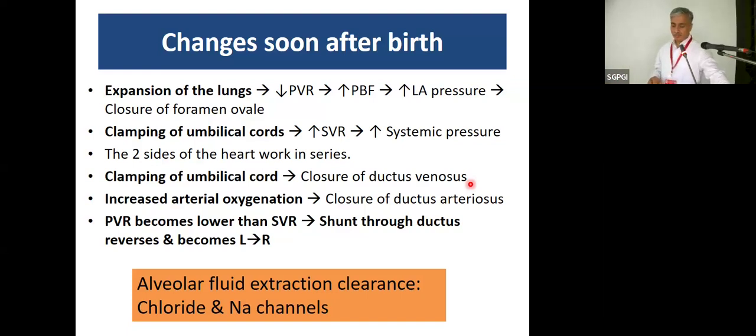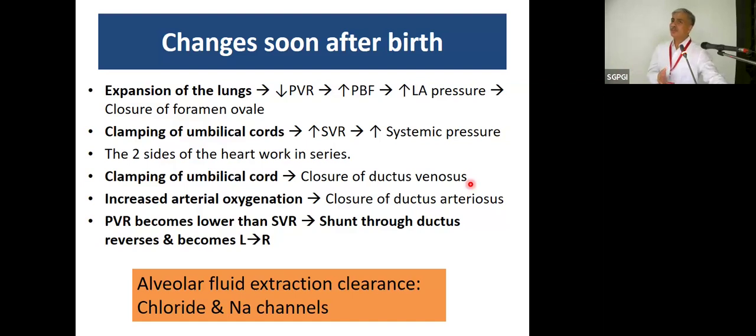The other shunt which closes during this time is what? The moment you clamp the umbilical cord, the umbilical vein circulation also ceases. So the ductus venosus, which was receiving almost 60% of the flow, has to close. So that will also close. The entire process will lead to what?